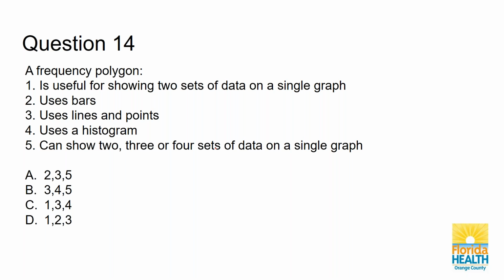Okay, question 14. A frequency polygon: 1. Is useful for showing 2 sets of data on a single graph. 2. Uses bars. 3. Uses lines and points. 4. Uses a histogram. 5. Can show 2, 3, or 4 sets of data on a single graph. Bada bing, bada boom.